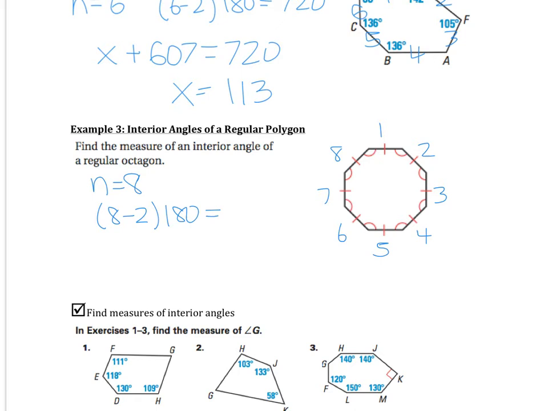All of them equal 6 times 180. But an interior angle is just 1. So if all of them equal 1080 and I just want to know 1, I have 8 of them all together. And you divide that out. So 1 would equal 135.